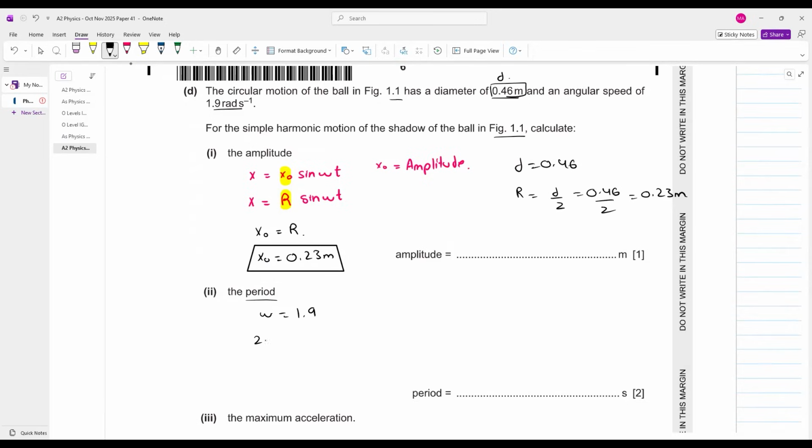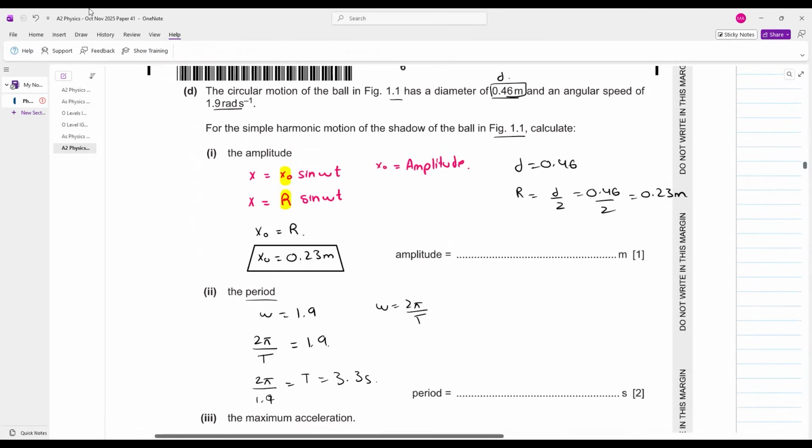W will be replaced by what? 2 pi over capital T. Always remember w is equal to 2 pi over capital T. Instead of w, I wrote 2 pi over capital T. 1.9 comes here. 2 pi divided by 1.9 is equal to your time period, that is capital T. Can you calculate this answer? Time period comes out to be what? 3.3 seconds.